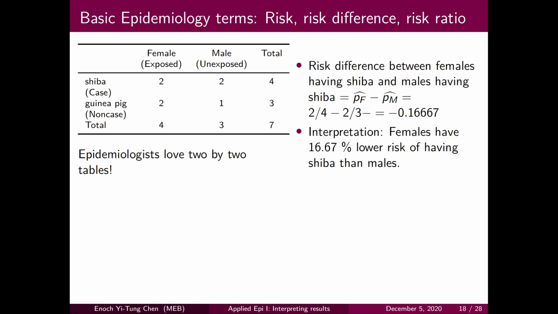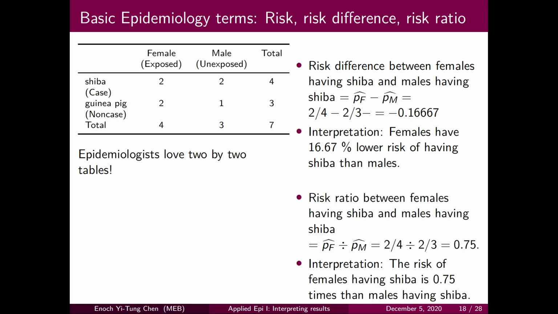And cool. We can calculate the risk difference. So the risk difference between females having Shiba and males having Shiba is 2/4 minus 2/3. That would be minus 0.16. So the interpretation here is females have around 60% lower risk of having Shiba than males.